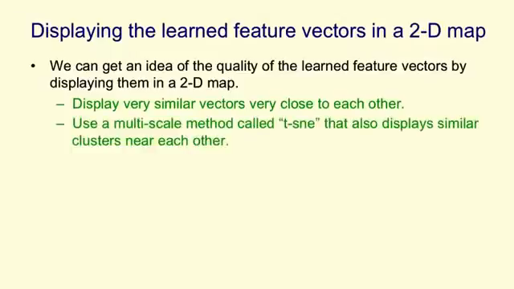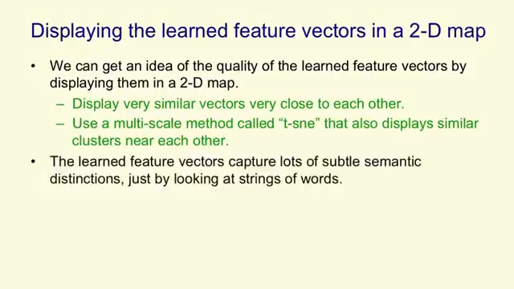We're going to use a multi-scale method called t-SNE. You can look up t-SNE on Google and discover how it works if you want. And t-SNE is able, in addition to putting very similar words close to each other, it's also able to put similar clusters close to each other. So it gives you structure at many different scales.